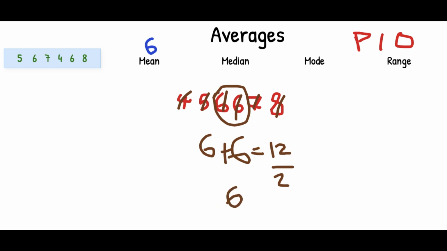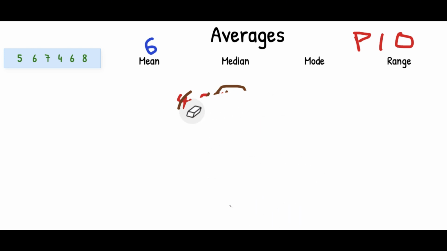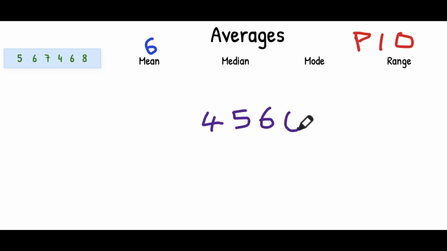Then we go over to the mode. The way that you remember it is the most popular. In this data set, what is the number that appears the most? Remember, PIO, put it in order. Our data set is 4, 5, 6, 6, 7, 8. The one which appears the most, in this case, is 6. So our mode is 6. Remember, our median was also 6. Wow.